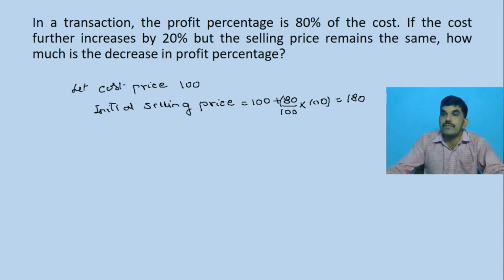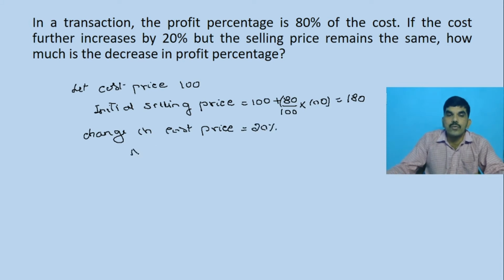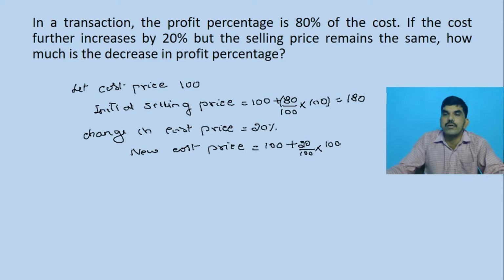Now suppose the cost further increases by 20%. So what is the change in the initial cost price? It is 20%. So what is the new cost price? 100 is the initial plus 20, because 20 by 100 into the cost price of 100 is 20 with respect to this 20% increase. So 120.